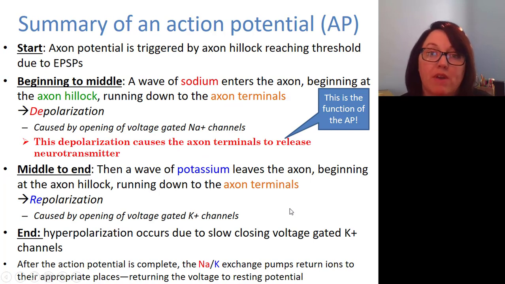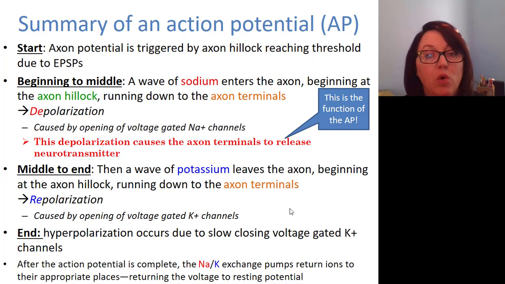So an overall summary of an action potential. An action potential starts when the axon hillock reaches threshold of -55 millivolts. This happens through graded potentials, specifically those excitatory postsynaptic potentials. In the beginning to middle part of an action potential, we have a wave of sodium diffusing into the axon, and this begins at the axon hillock and it runs all the way down to the axon terminals. And this is that wave of depolarization that's caused by the opening of our voltage-gated sodium channels.